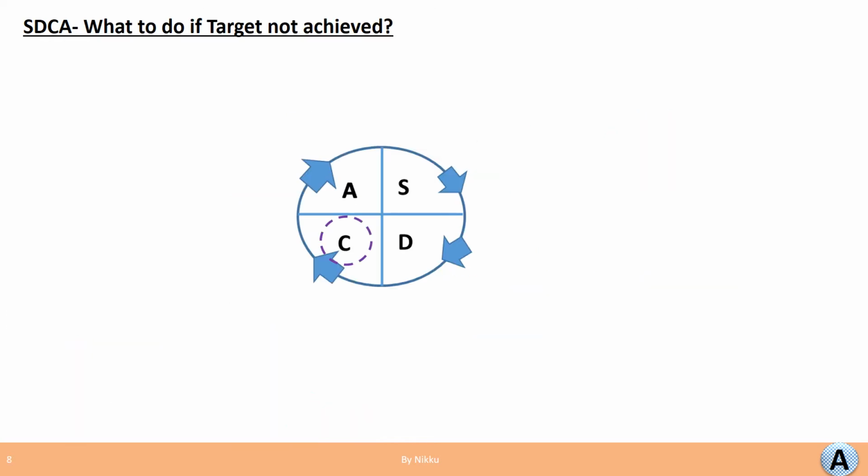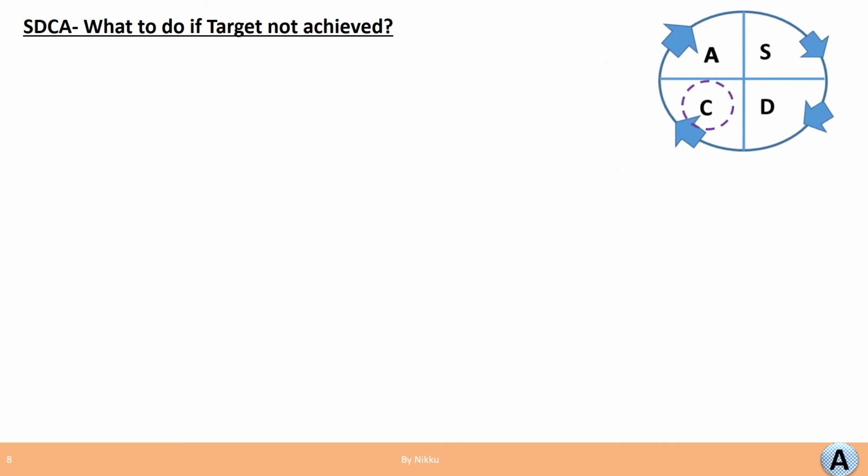If we achieved our desired result, then we need to follow the same standard and rotate this SDCA cycle. But what to do if the target is not achieved? Even after following the standard, we are unable to achieve our desired result. In that case, we have to check a few things.